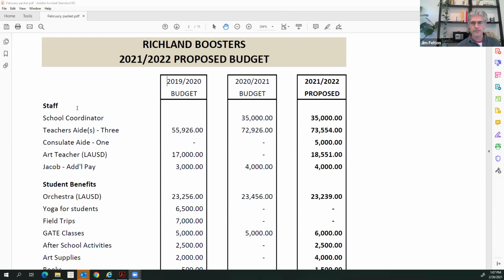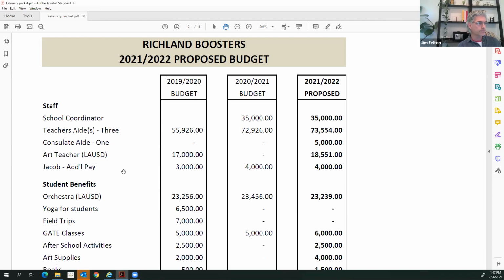So we prioritized staff, to make sure we have enough people on board. Of course, the school coordinator, taking care of Katie and just making sure we have enough bodies in the classrooms, and also with an eye towards getting an art teacher from LAUSD as something we wanted to be able to cover.